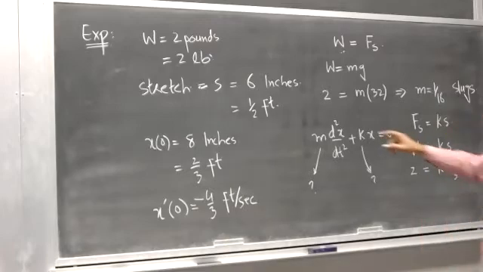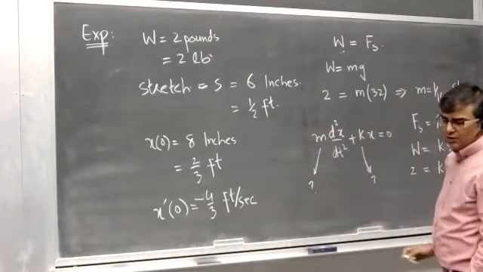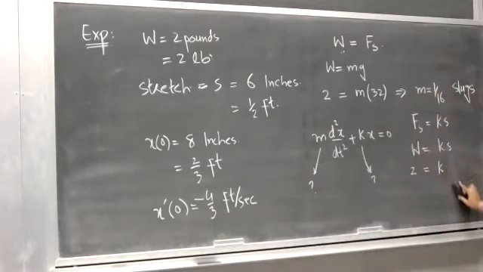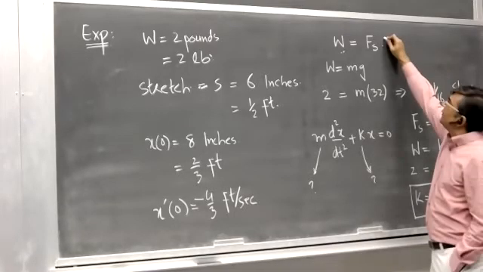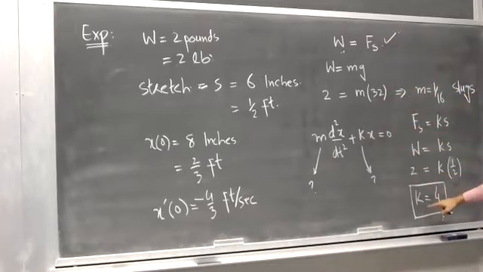2/3 feet? No, 1/2 feet. It is 1/2 feet, and k is what? K is 4. By using this restoring force and the equilibrium position, we can compute the value of k.